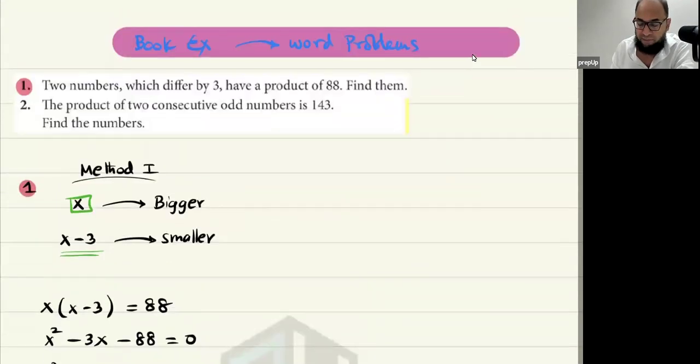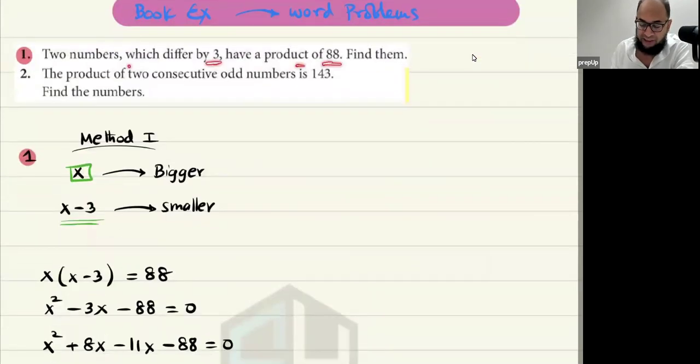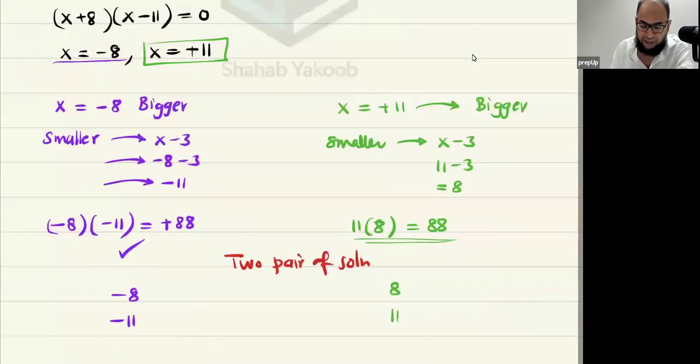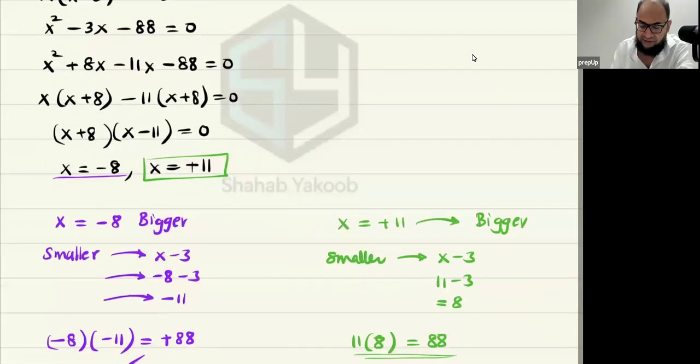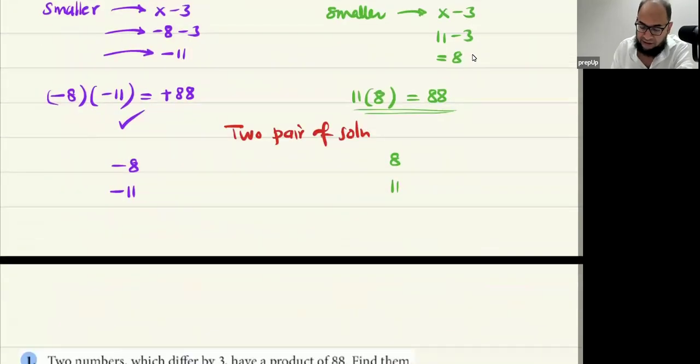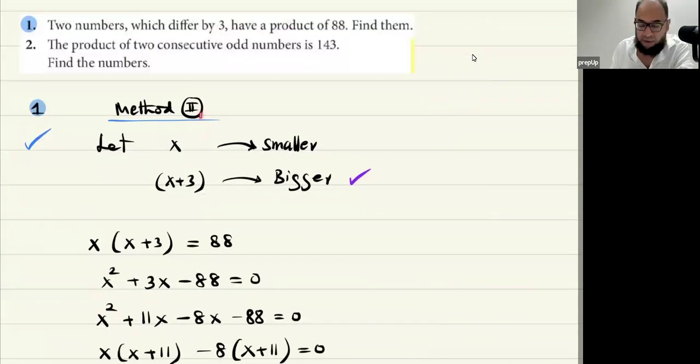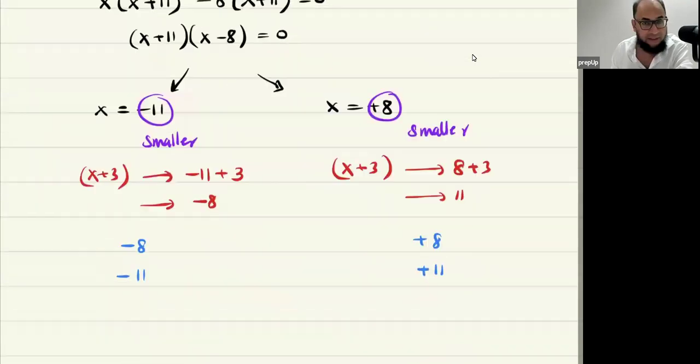Two numbers which differ by 3 have a product of 88, find them. So we chose one of the numbers to be x, the other number is x minus 3. One is bigger, so the other one is 3 units smaller. And then the product is 88, and then we factorize, we get two different values, and both answers are correct. Similarly, method number 2, we chose x to be the smaller one, therefore x plus 3 will be the bigger one. The same strategy, the same solution.